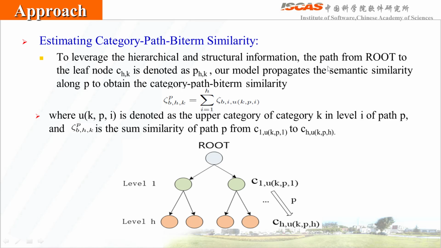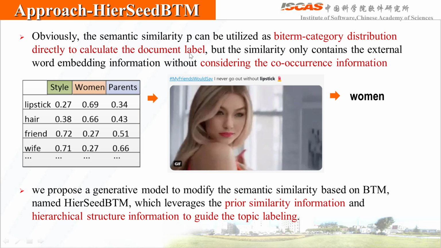To leverage the hierarchical and structural information, the path from root to the leaf node C is denoted as P. Our model propagates those semantic similarities along P to obtain the category path biterm similarity, where U is denoted as the upper category of category K in level I of path P, and ZP is the sum similarity of path P from category C1 to CH. Obviously, the semantic similarity can be utilized as the biterm category distribution directly to calculate the document label, but the similarity only contains the external word embedding information without considering the co-occurrence information of the corpus.